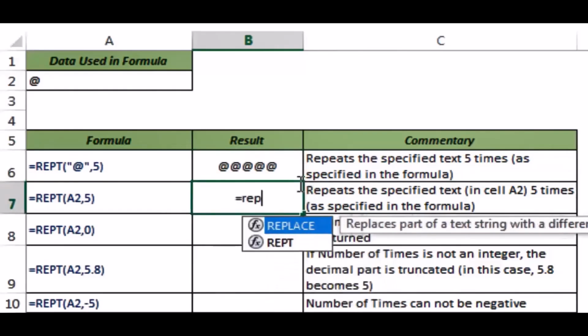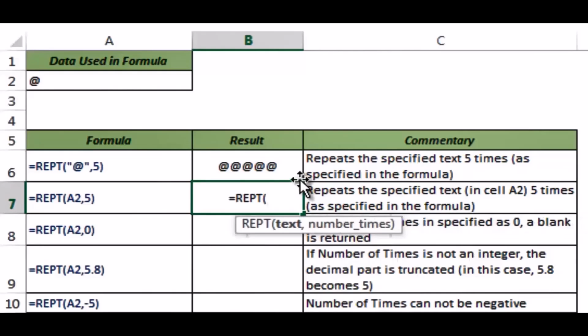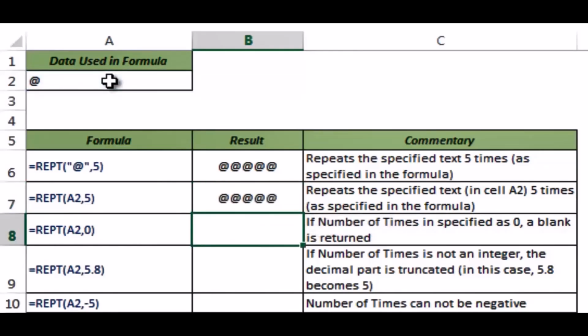Similarly, instead of typing in the sign or the text, I can use a cell reference. So I'll use the cell A2 and I say repeat it 5 times, and it again gives me the same result as this one. Now what happens if I give the number of repetitions as 0?